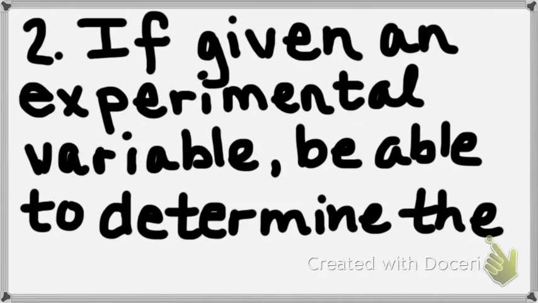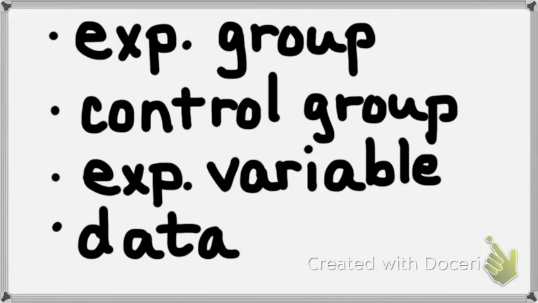Okay, question two: if given an experiment, be able to determine the experimental group, control group, experimental variable, and data. So let's look at one of our experiments and practice this. Join me on page 30 in your laboratory manual. We did an experiment where we tested for the presence or absence of starch, and we had five test tubes. Does everybody see that data in their lab manual? Yes. Okay.